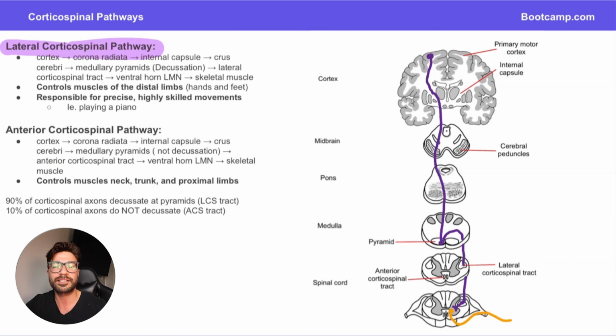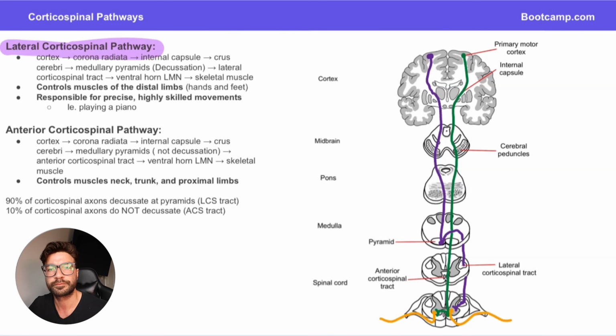So next up, we have our anterior corticospinal tract, and this also begins in that primary motor cortex. It's going to descend down the corona radiata internal capsule, passes through those cerebral peduncles, continues, and then at the point of the medulla, it's not going to decussate. It's going to continue down in this anterior corticospinal tract right here. So it continues down, and then once it reaches its level, then it decussates and goes to the ventral horn, where it's going to synapse on that lower motor neuron, and then that lower motor neuron leaves through that ventral root and goes and innervates those muscles.